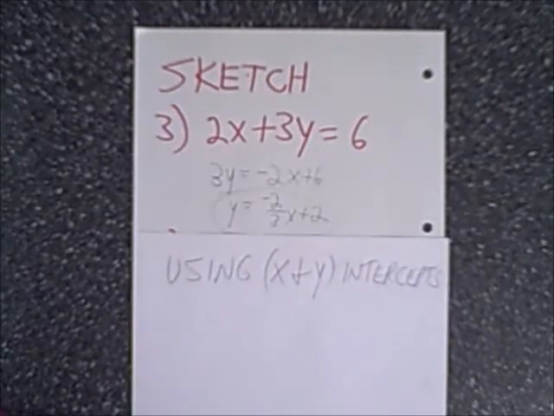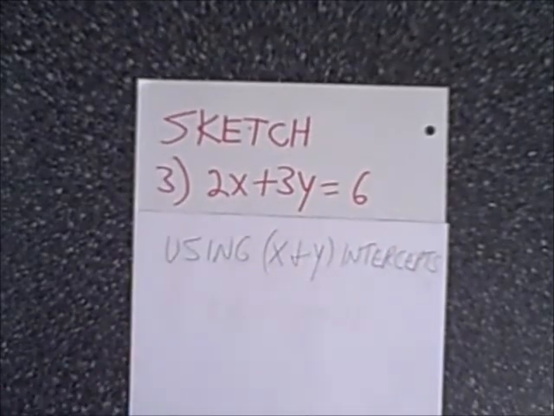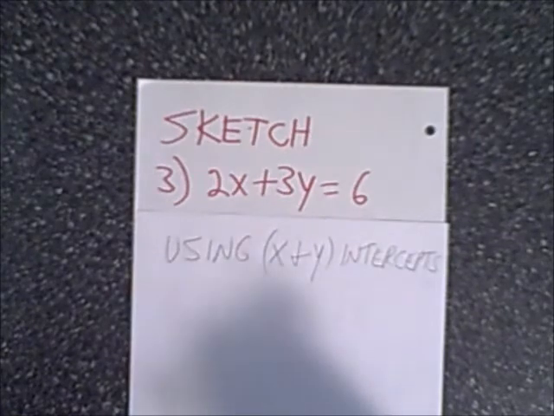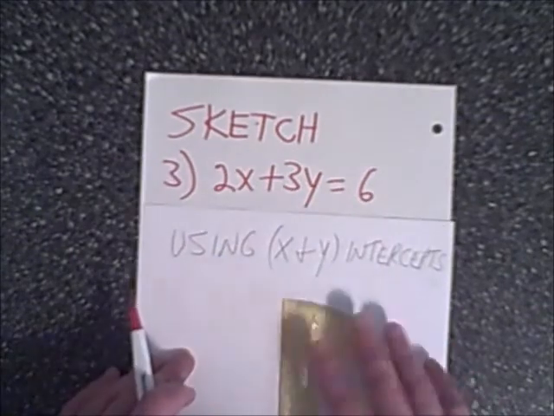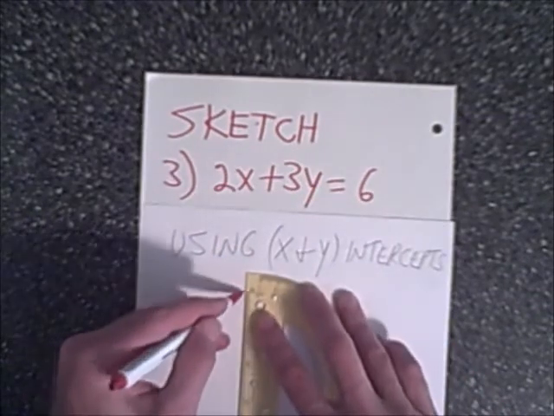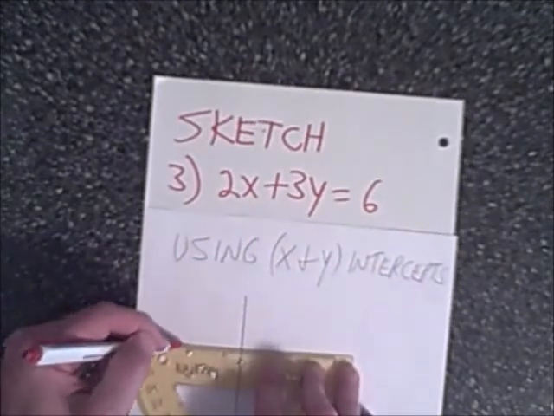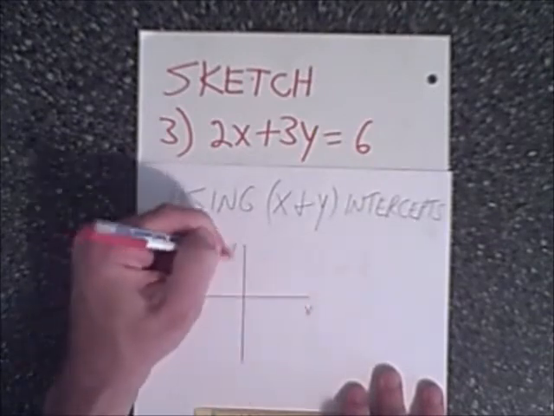But there's another way to do it, which I actually prefer because it uses fewer steps. It's using x and y intercepts. So let's take a look at this equation. And basically the premise of this is if you can find the x-intercept and the y-intercept, you have 2 points on the line. And with 2 points, you simply draw a straight line through them, and you have your graph. So let's take a look at this. I'm going to first draw my coordinate plane. Okay, and again, we will label it x and y.